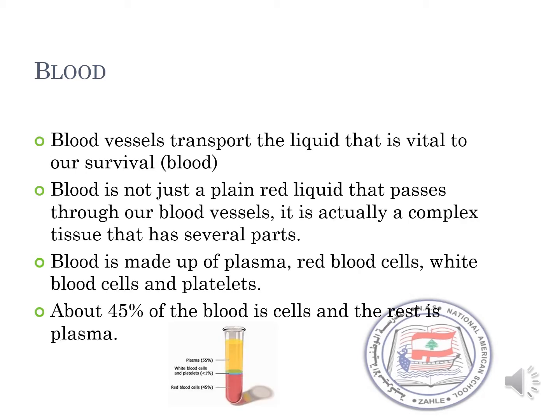To recap, blood vessels transport the liquid that is vital to our survival. Blood is not just the plain red liquid that passes through our blood vessels. It is actually a complex tissue that has several parts. Blood is made up of plasma, red blood cells, white blood cells, and platelets. About 45% of the blood is cells, and the rest is plasma.